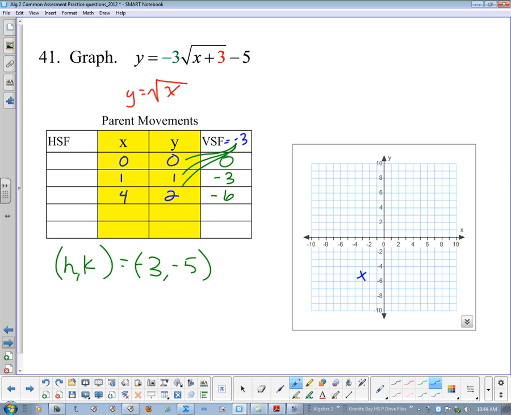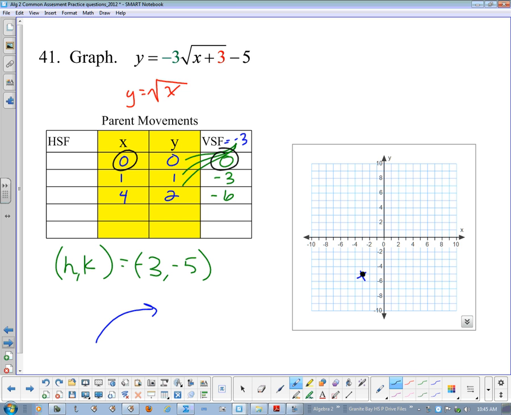Is there a vertical or a horizontal asymptote for square roots? Some of you don't remember. Square roots look like this. There is no vertical or horizontal asymptote. So let's just start our movements. Let's first go with 0, 0. 0, 0, let's just write on our x.